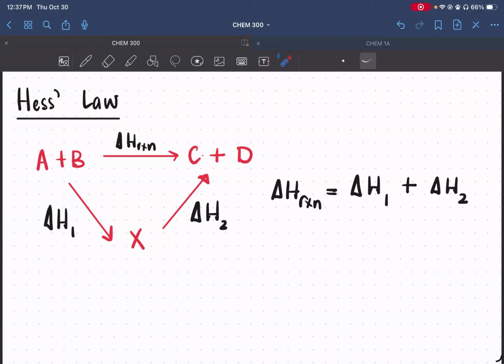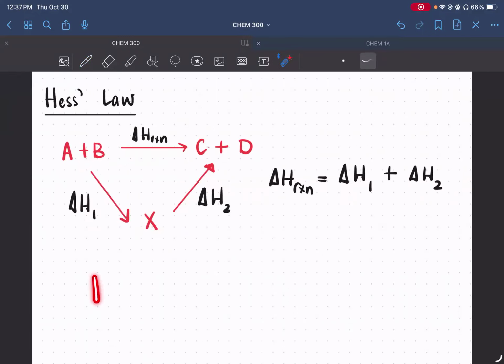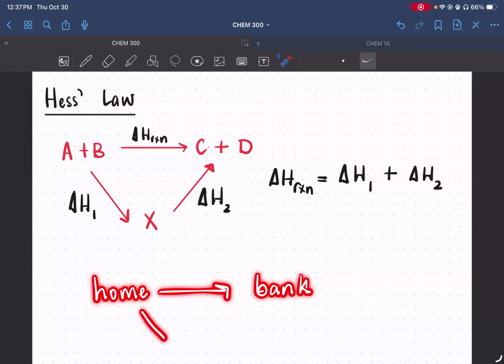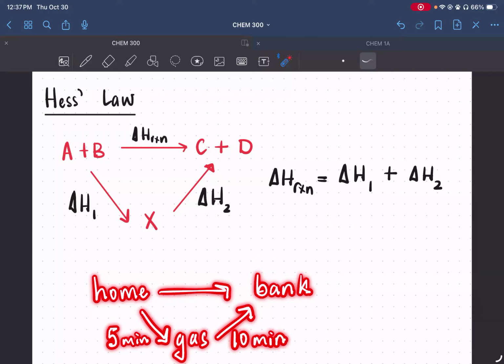What this looks like, if I were to put an analogy to it, let's say I wanted to go from home to the bank. But on my way, I decide, hey, I need to get some gas. To go from home to the gas station will take me 5 minutes. To go from the gas station to the bank will take me 10 minutes. Now, with this very simple analogy, how long is the commute from home to bank? 15 minutes.